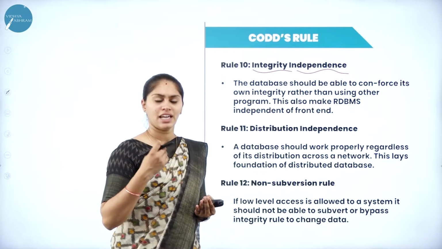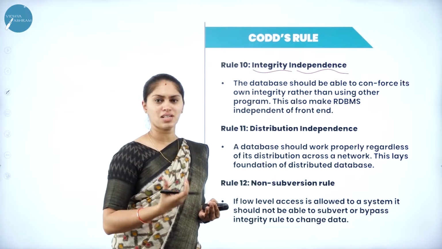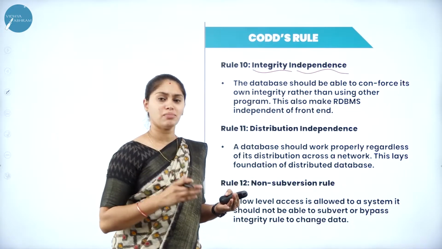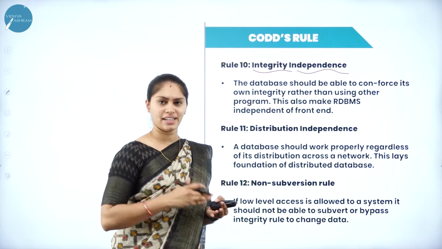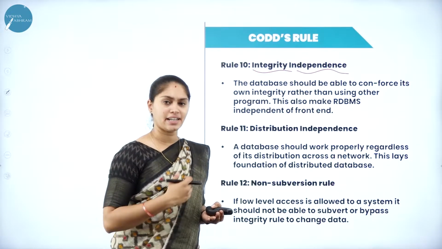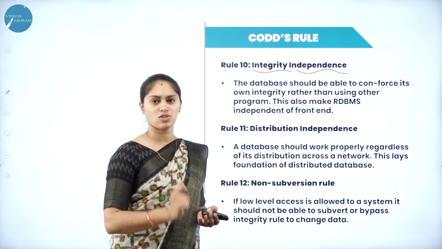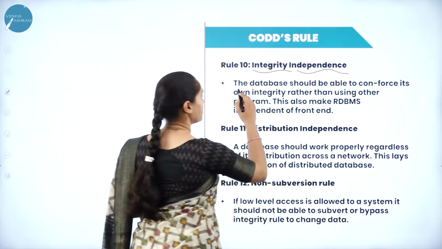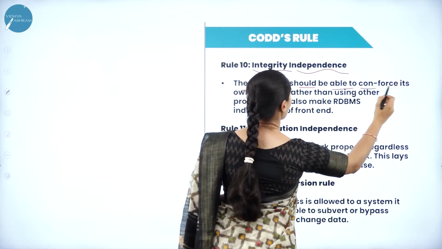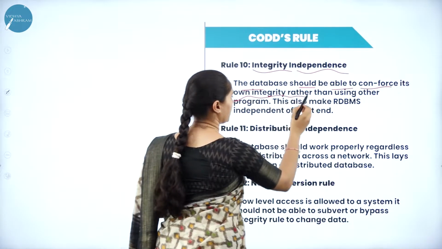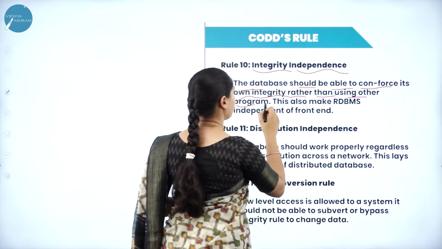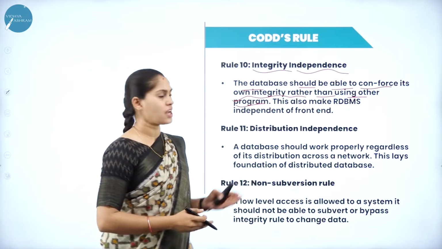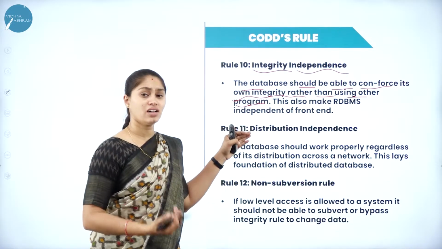For example, if I am taking more than 10 numbers for the mobile number, excluding the country code, the database should not allow more than 10 digits. That is also an integrity constraint. We are checking for the truthfulness of the data. So integrity independence means the database should be able to enforce its own integrity rather than using other programs. It must have its own rules and regulations. It should not depend on any program.